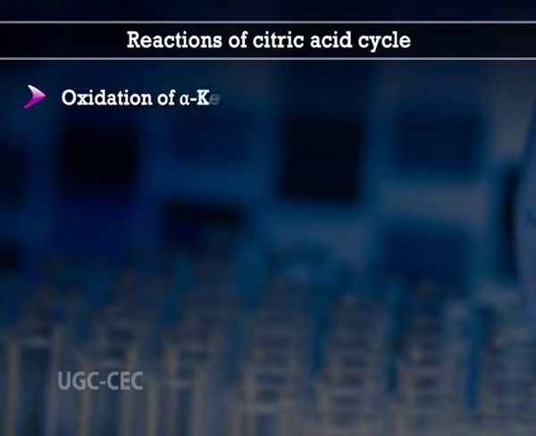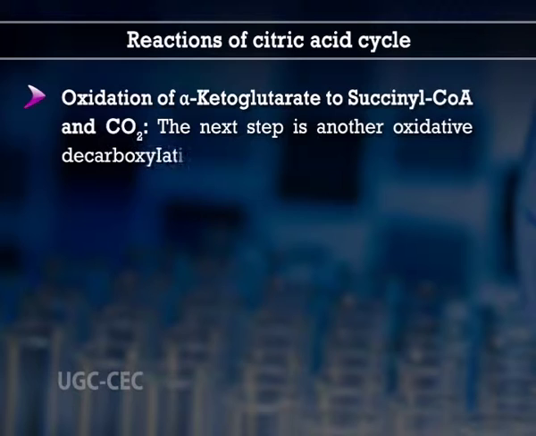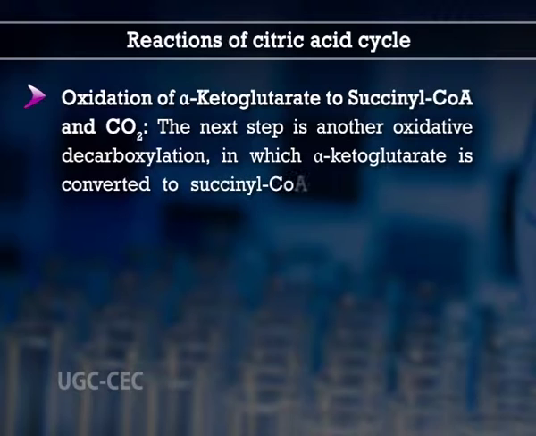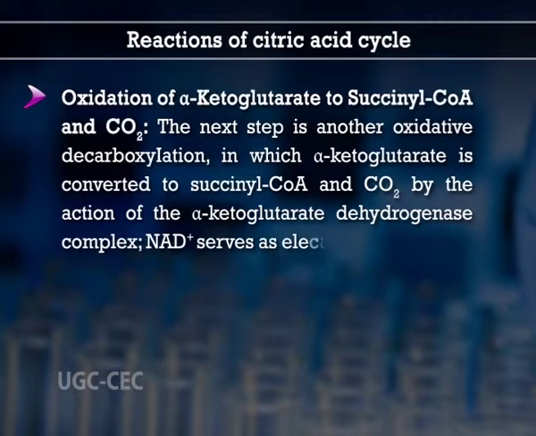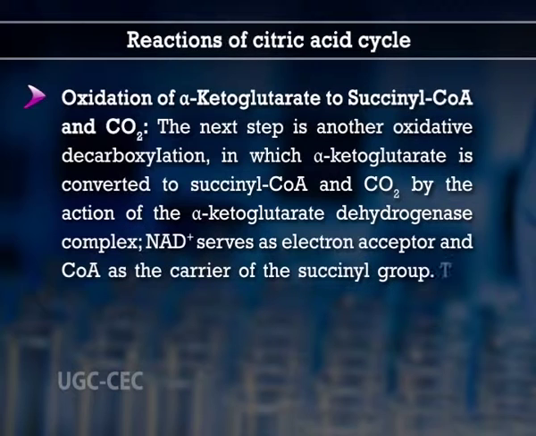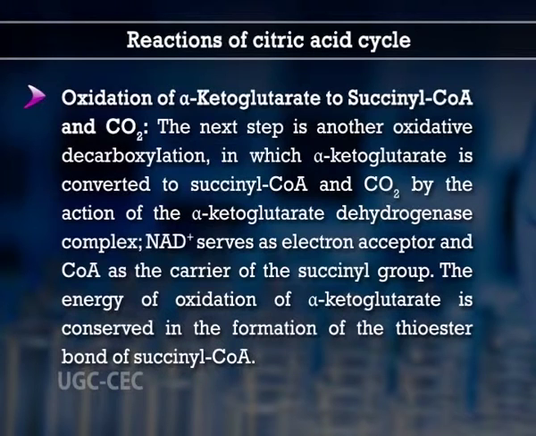Now the fourth step, oxidation of alpha-ketoglutarate to succinyl-CoA and carbon dioxide. The next step is another oxidative decarboxylation in which alpha-ketoglutarate is converted to succinyl-CoA and carbon dioxide by the action of the alpha-ketoglutarate dehydrogenase complex. NAD serves as electron acceptor and coenzyme A as the carrier of the succinyl group. The energy of the oxidation of alpha-ketoglutarate is conserved in the formation of the thioester bond of succinyl-CoA.